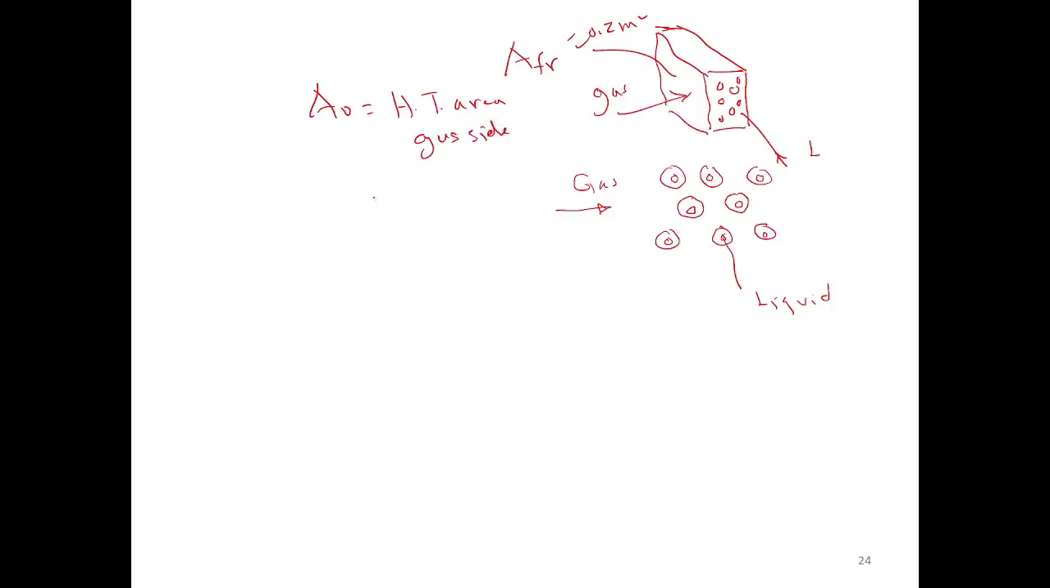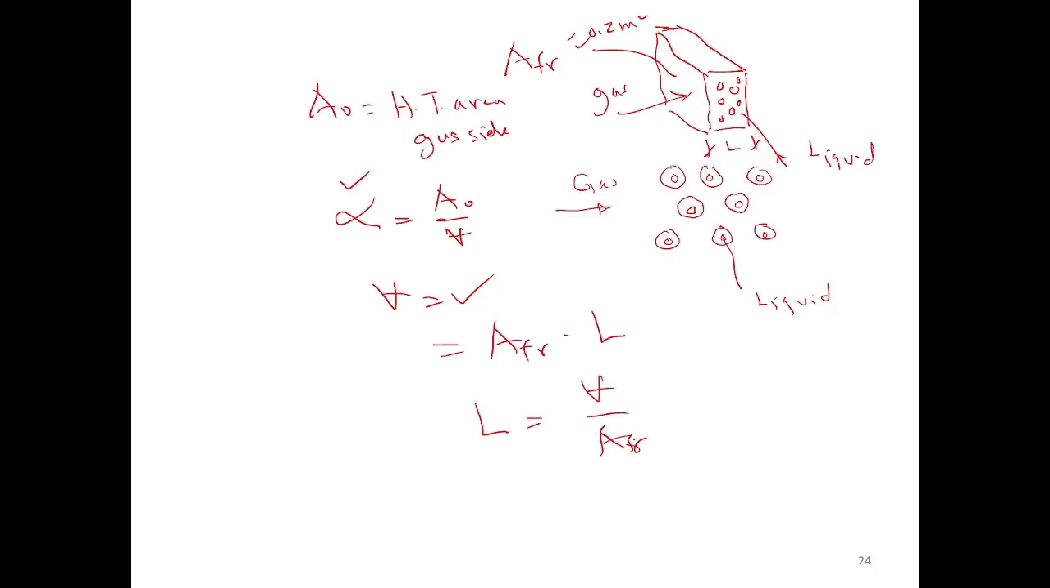Okay, and we used alpha equal to the area divided by the volume to get the volume. So the volume is known, since alpha is known. Once you get the volume, we know that the volume equals the A frontal times L. Here, this L is the length of the heat exchanger in the direction of the flow. So once you calculated the volume and you know the frontal area, you can calculate the length of the heat exchanger in the direction of the flow. You divide the volume by the frontal area.